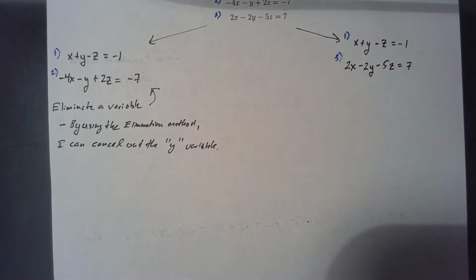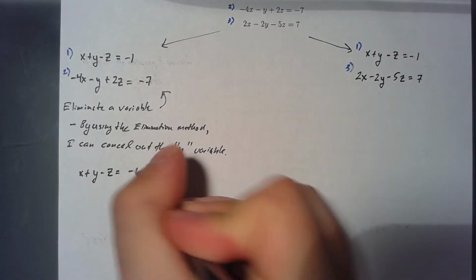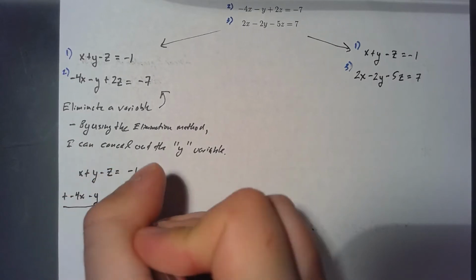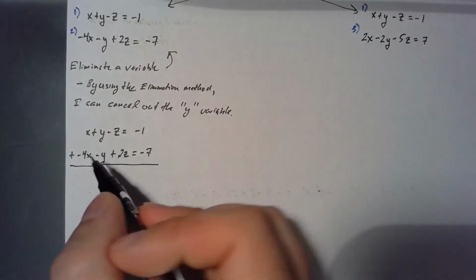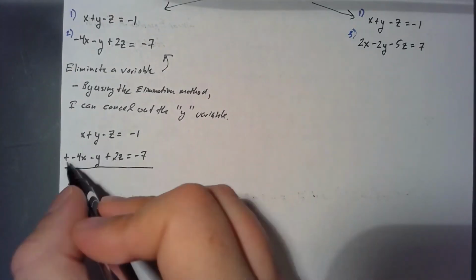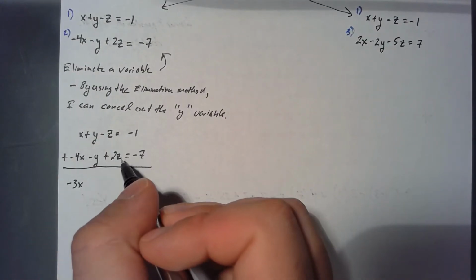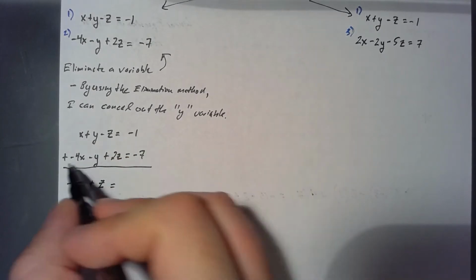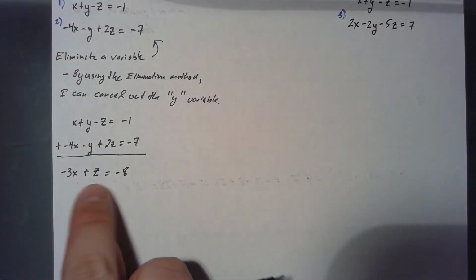So let me add those two equations together. X plus y minus z equals -1, and -4x minus y plus 2z equals negative 7. If I add them together, x plus negative 4x is minus 3x. Y plus negative y, they cancel out, which is beautiful. Negative z plus 2z is 1z, equals negative 1 plus negative 7, which is negative 8. So now I get an equation in two variables.